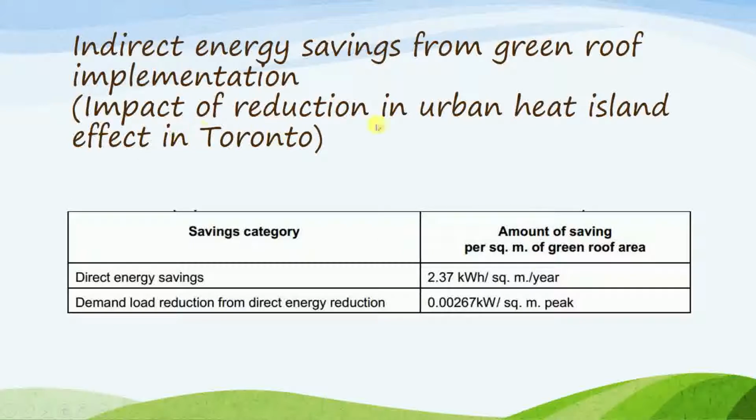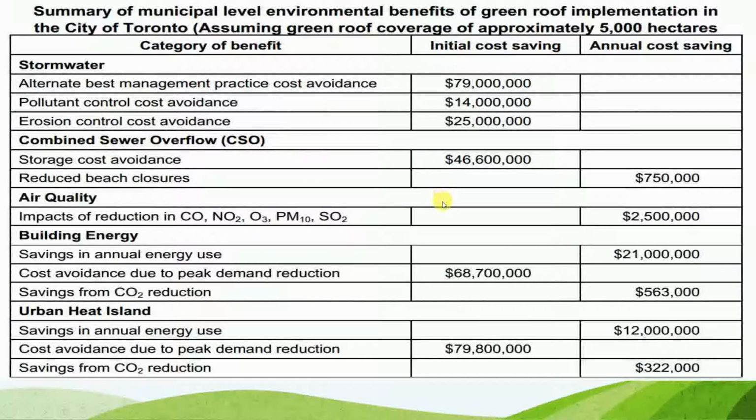And this is the heat island effect reduction. So impact of reduction in urban heat island effect in Toronto. So direct energy savings is 2.37 kilowatt by cooling the city of Toronto, and demand load reduction from direct energy reduction is 0.00267 per square kilometer. So definitely it reduces the urban heat island effect. And there is a summary. It's a lot of data, so I cannot read it. If you need this, see here.